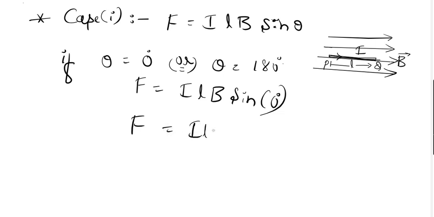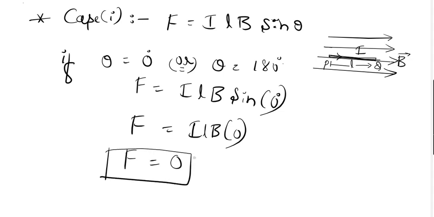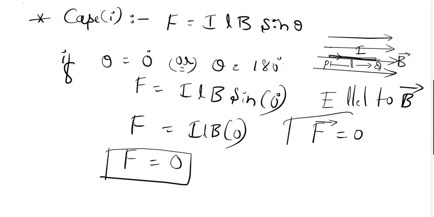Sine 0 is 0, so ILB into 0. The mechanical force will become 0 because the current is parallel to the magnetic field. When the current is parallel to the magnetic field, in that condition, the mechanical force will become 0. Is it or not?